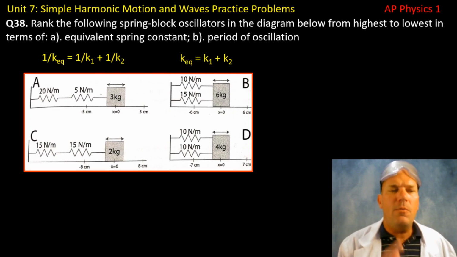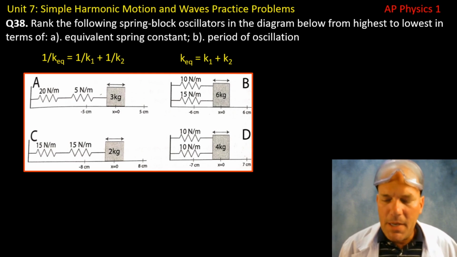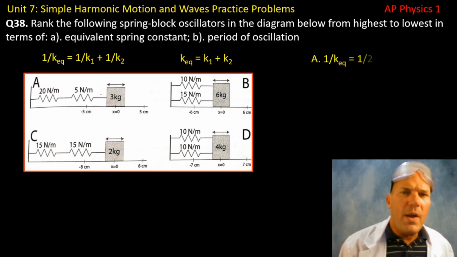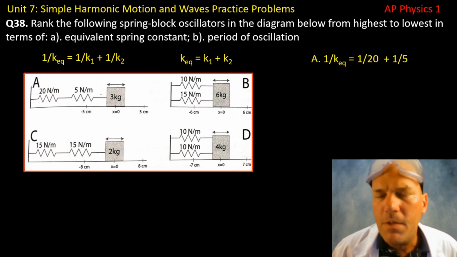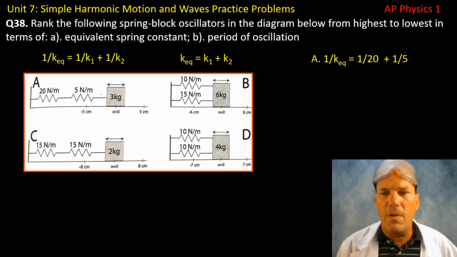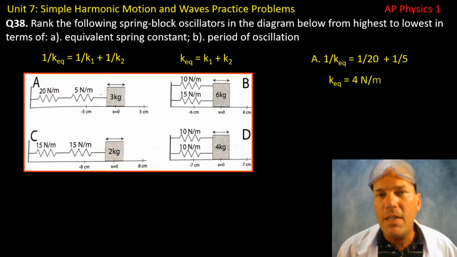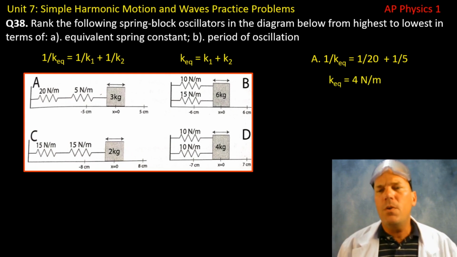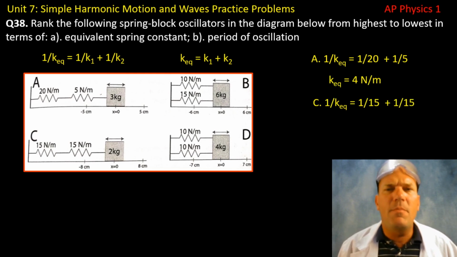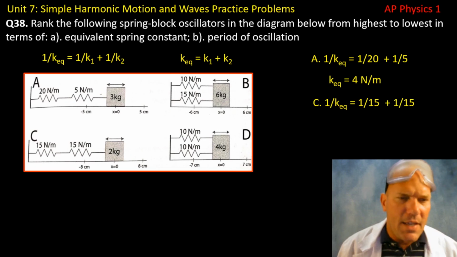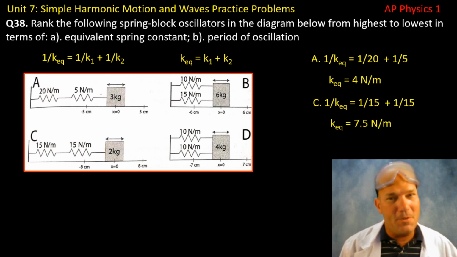Let's go ahead and start with A and C, which are showing a series combination. So using our equation, we can show that the inverse of the equivalent spring constant is equal to the sum of the inverses of the individual spring constants. We can calculate that to be 4 newtons per meter for A, and for C, along that same line of logic, we can calculate its equivalent spring constant to be 7.45 newtons per meter.